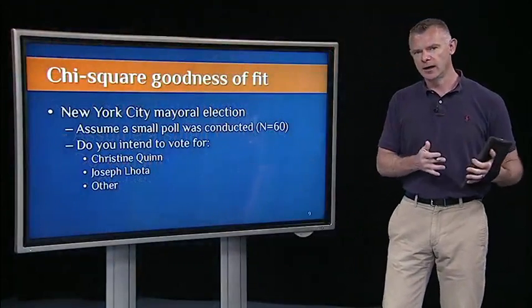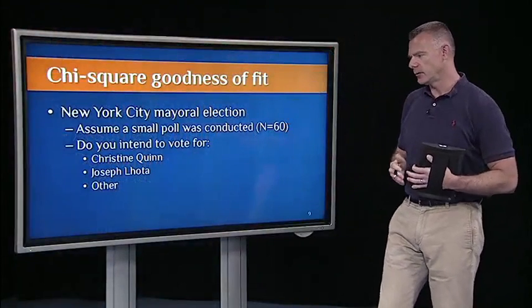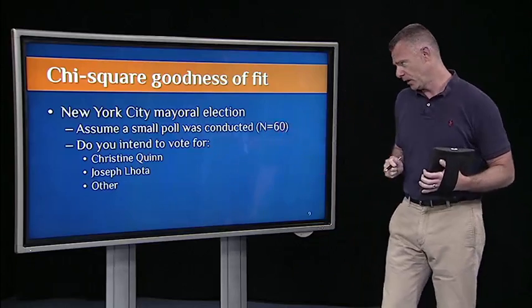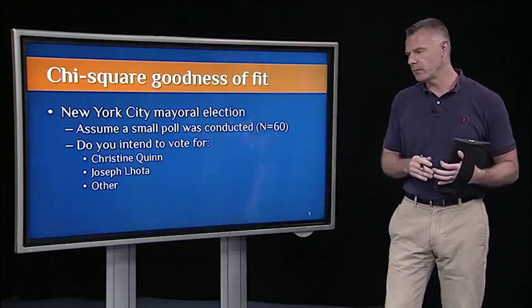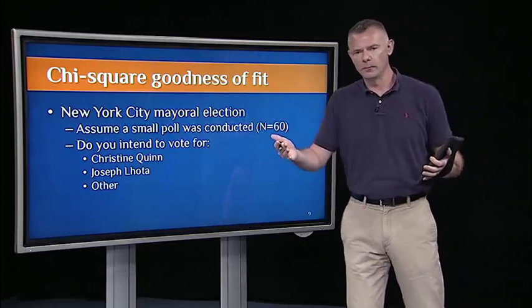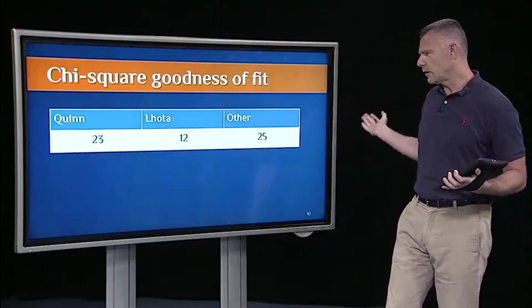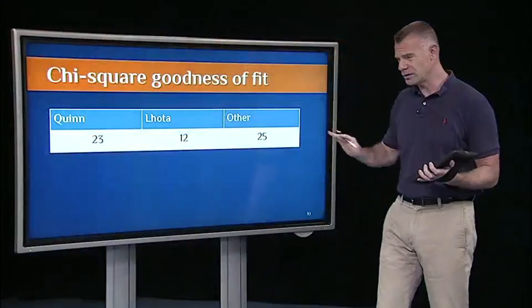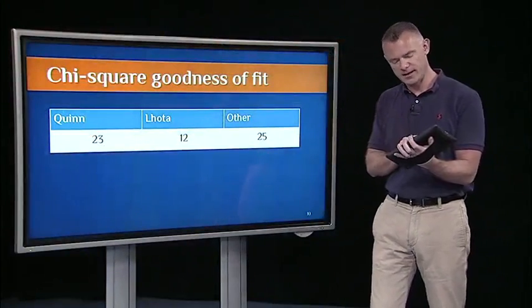It's still early. I'm filming this in August. The election doesn't take place until November. So there are lots of other candidates, and I just put in an other category. Let's assume we asked 60 New Yorkers who are planning to vote this November, who do you intend to vote for? Quinn, Lhota, or someone else? And let's assume that we got these results: 23 for Quinn, 12 for Lhota, and 25 in the other category, which is about representative right now of what people are thinking in New York.